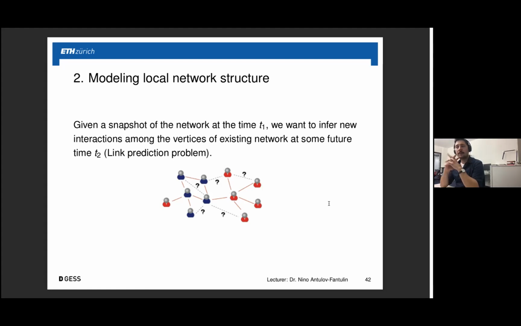Okay. So for modeling local network structure, let us think about the following example. Given a snapshot of the network at time t1, we want to infer new interactions among the vertices of the existing network at some future time, t2. This is usually known as the link prediction problem. Can you try to think and tell me how you would approach this problem? If you are given a snapshot of a network, how would you try to predict which kinds of links can appear in the future?